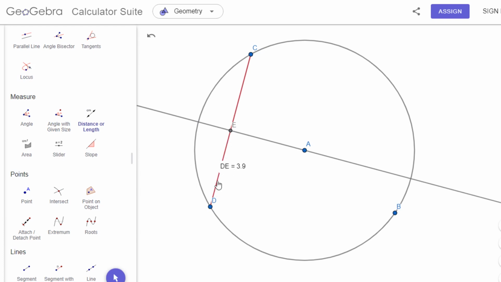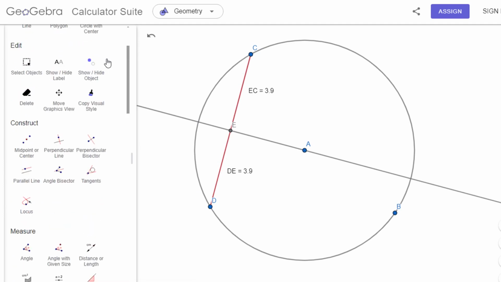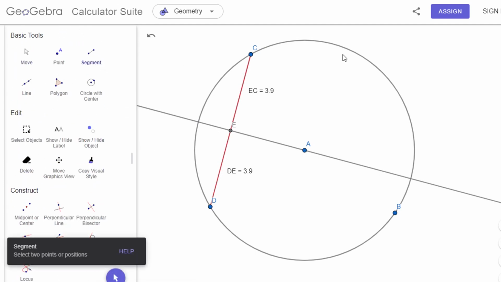Okay, as you can see, DE is equal to 3.9 units. So let us see if EC is also 3.9 units, as you can see. So this means that this chord has been bisected perpendicularly. Therefore this diameter right here, that is this line or chord that is passing through the center, has bisected this red line in half. So that's it.